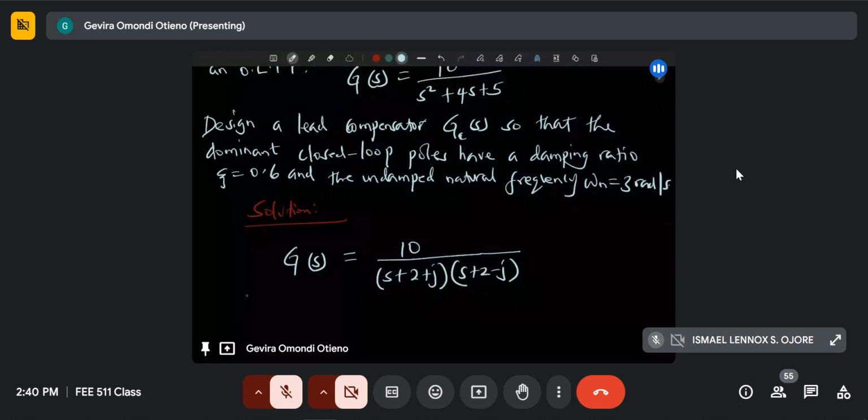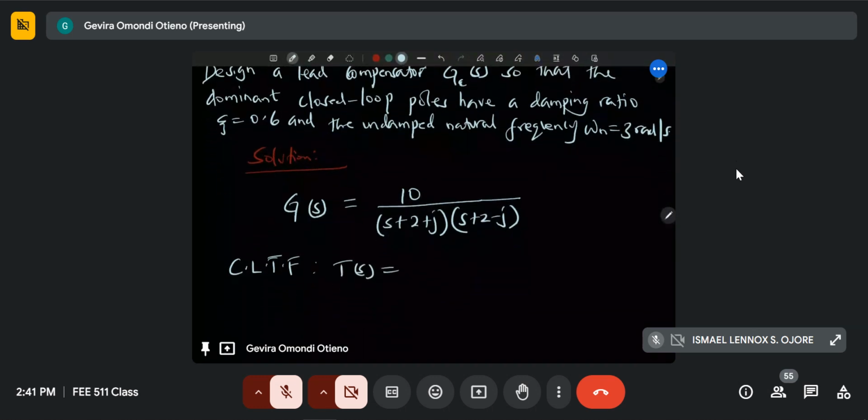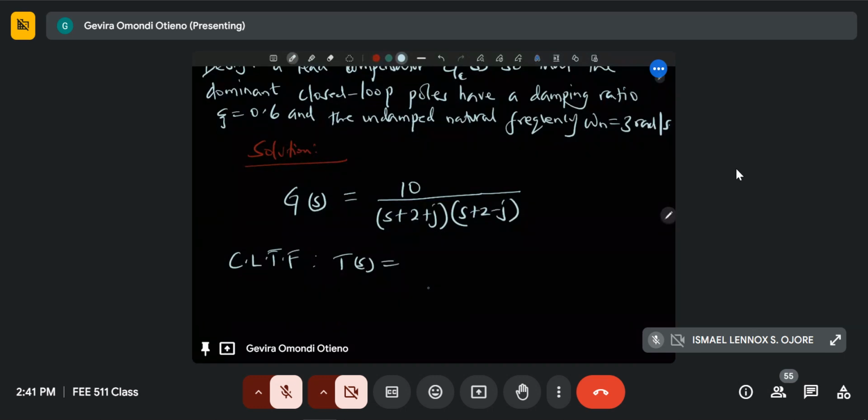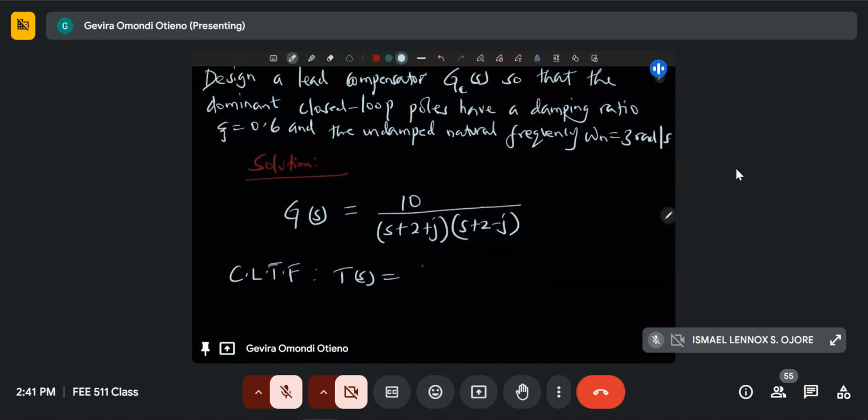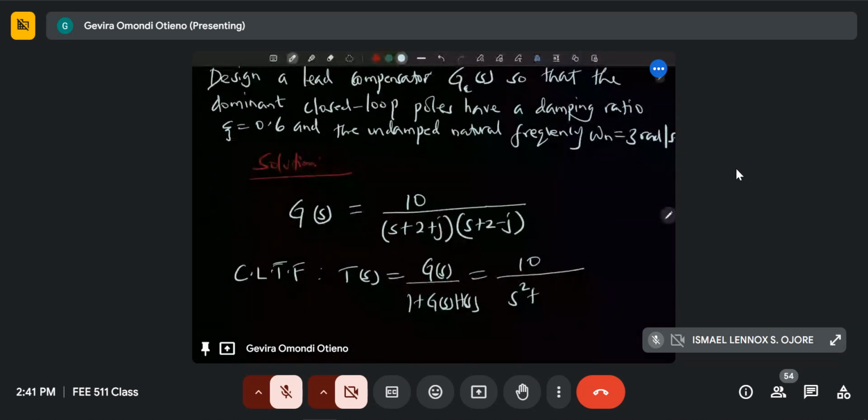So from there, we need to get the closed loop transfer function, because we need to know the poles of that. So for the closed loop transfer function, it's G of S over 1 plus G of S H of S. And if you do that, we should get 10 over S squared plus 4S plus 15. Okay?